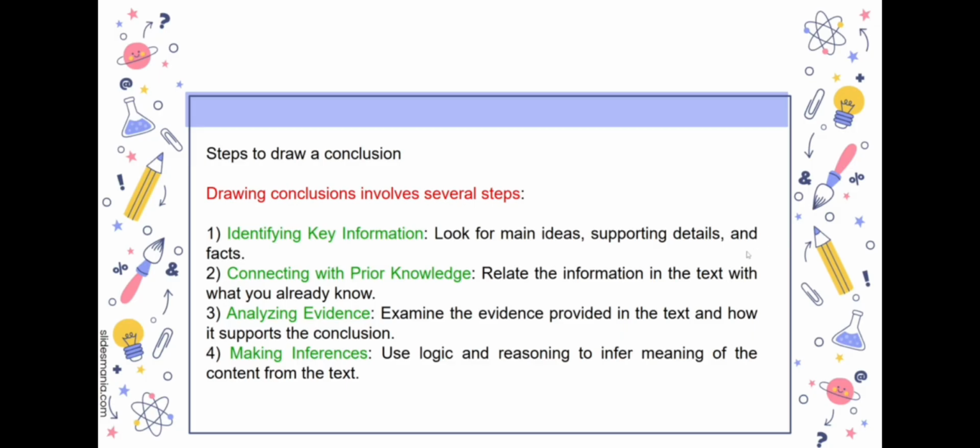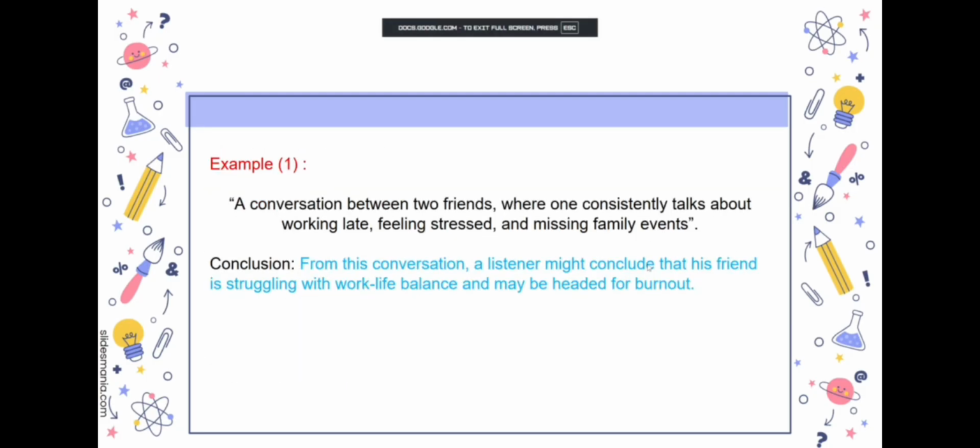An example of drawing a conclusion is this. The first example is a conversation between 2 friends where one consistently talks about working late, feeling stressed, and missing family events. The conclusion of the first example is, from this conversation, a listener might conclude that his friend is struggling with work-life balance and may be headed for burnout.